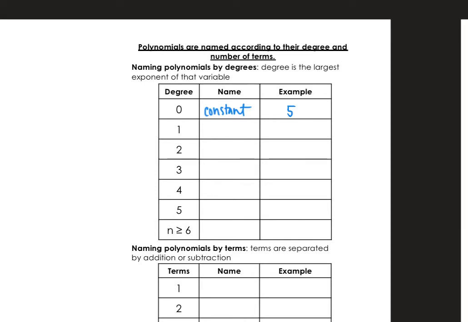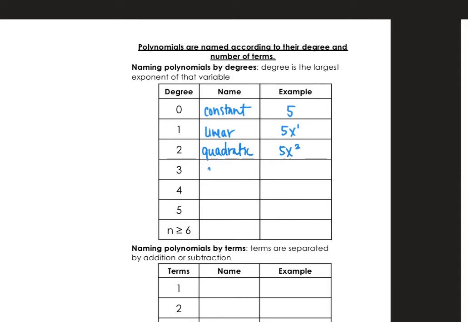When it's degree 1, we would call it linear. An example of that would be maybe 5x, and that's really 5x to the first power, so that's what we're talking about in terms of the degree. The degree has to do with the exponent. All right, degree 2, we would call that a quadratic. So that would be something like 5x squared. These examples that I'm giving are just the most basic type of polynomial with just one single term.